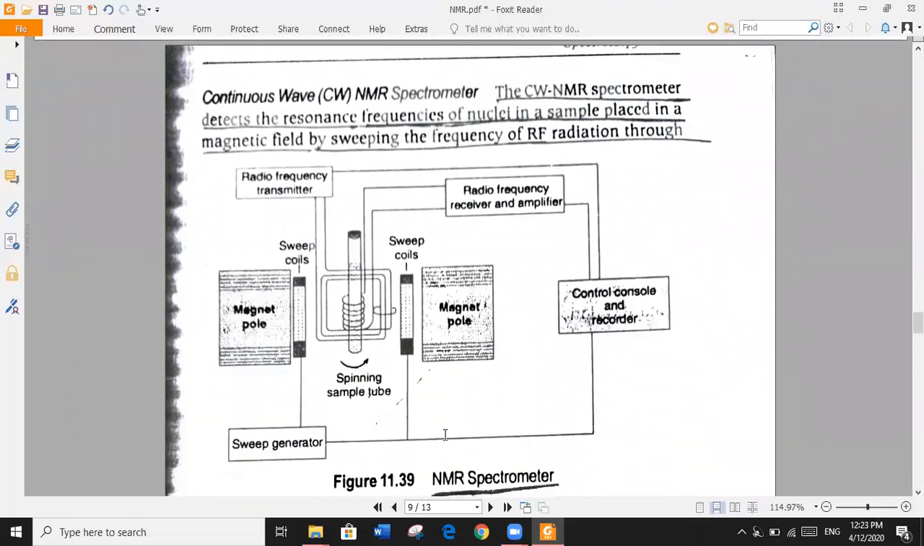Just see the figure. These two are the strong magnets. This is the sweep coil, and this is the sweep generator.